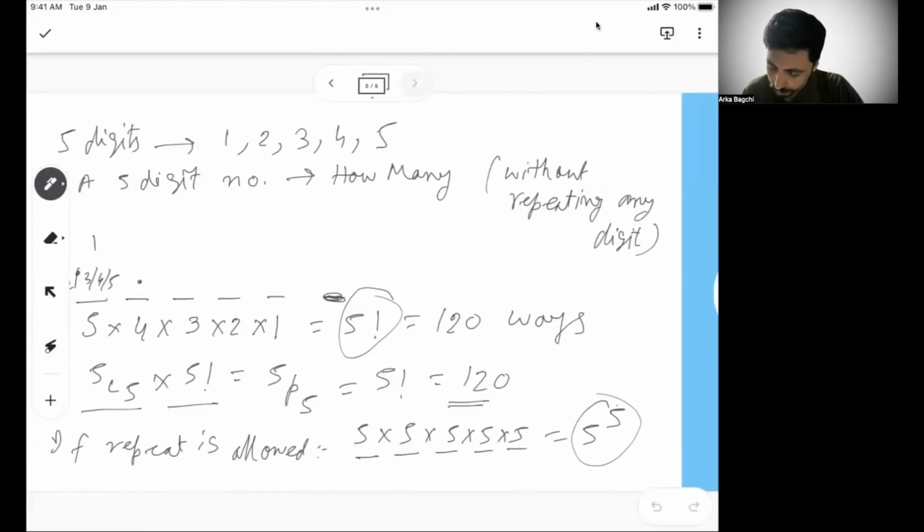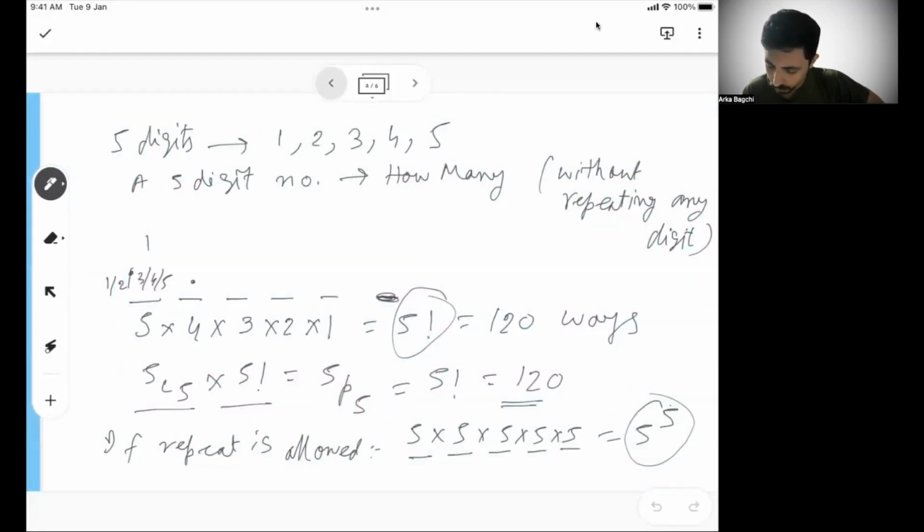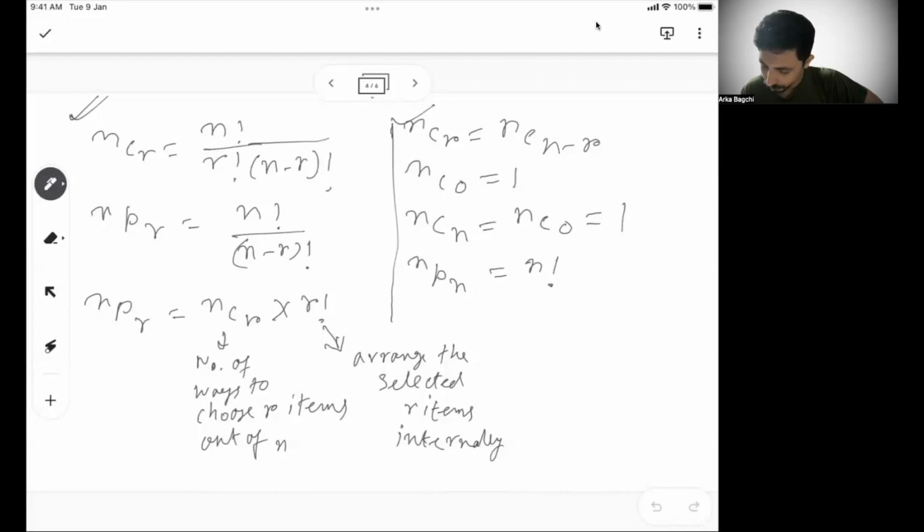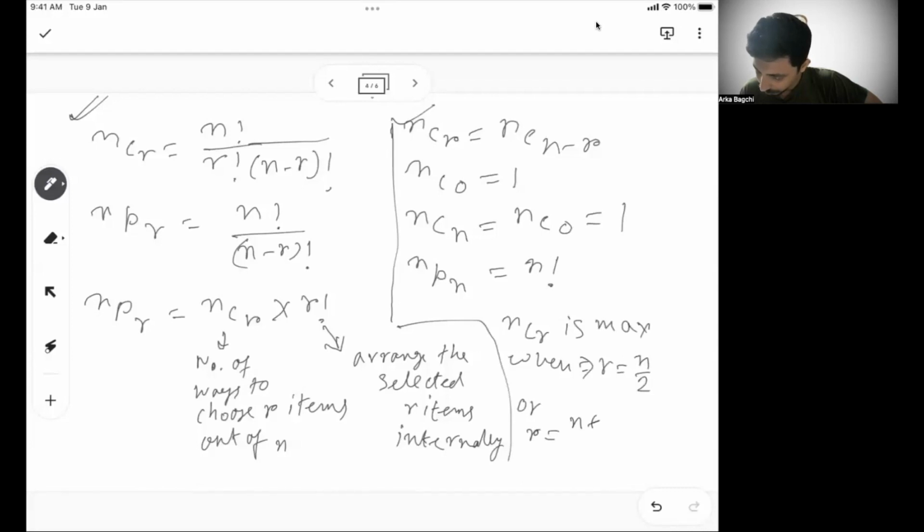So moving on. Before that, there was one more formula I thought of covering. You can remember this: nCr is maximum when r is equal to n by 2, or r is equal to (n plus 1) by 2 or (n minus 1) by 2. So this is if n is even, and this is if n is odd. This is a formula you can remember, and use it when you need to know when nCr is maximum.